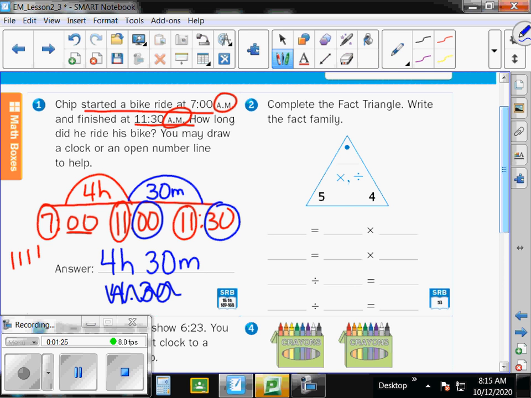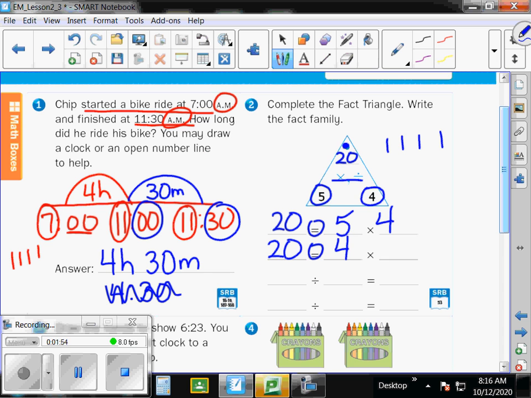All right, looking at fact triangles for number 2. I know that these are multiplication and division fact triangles, so I'm going to be multiplying these two numbers together. So 5 times 4 is 20, right? 5, 10, 15, 20. All right, now when I'm doing my number models, be careful. Here I see the equal sign is right here, so I need to put my answer here. Okay, remember this is my answer to my multiplication problem. So 5 times 4 or 4 times 5, they both equal the same thing.